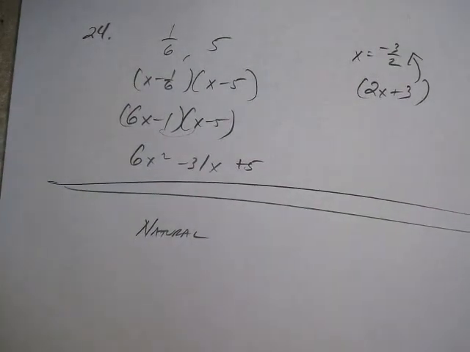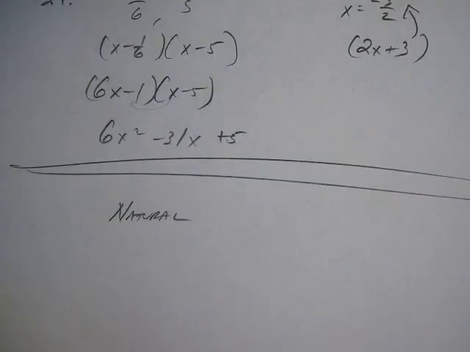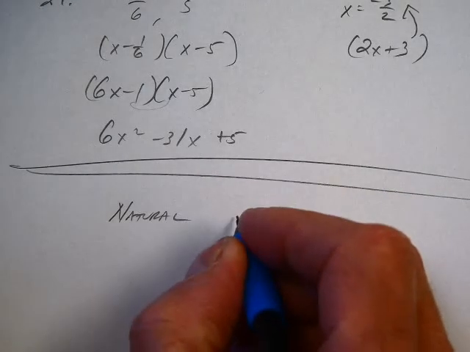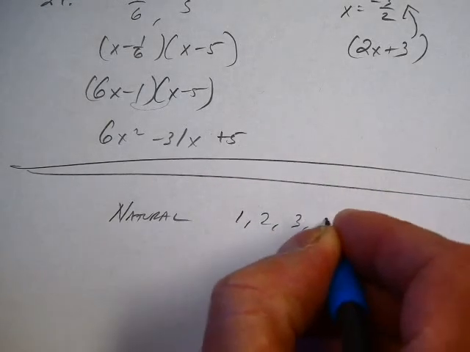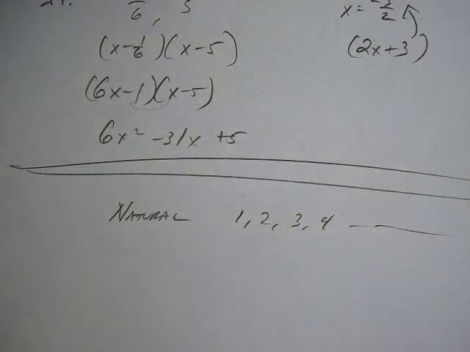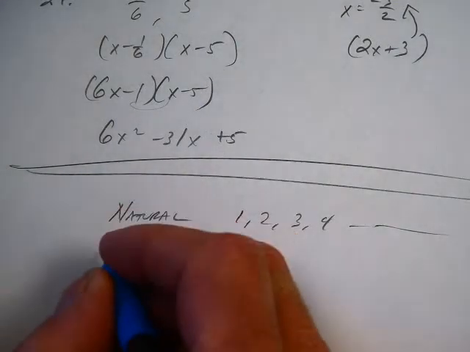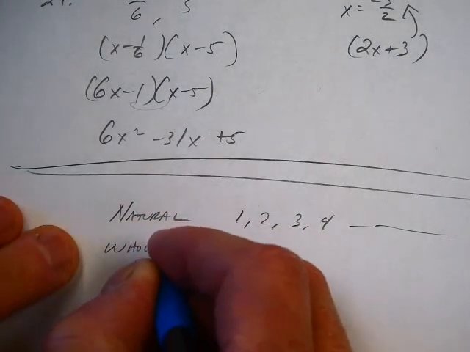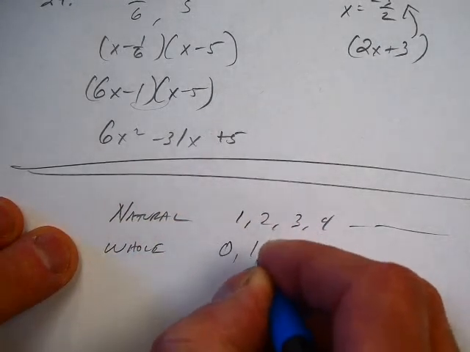So, okay, before we do anything, I want to review a couple things. I want to review just different types of numbers, okay? This is not something that's going to be on a quiz or anything, but today we're going to be talking a lot about rational, irrational. So let's just review what those things are, okay?